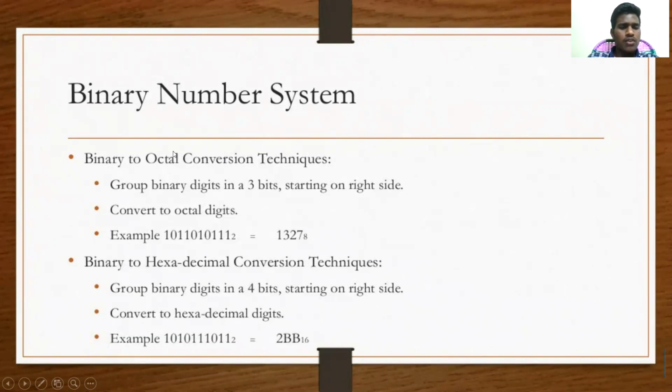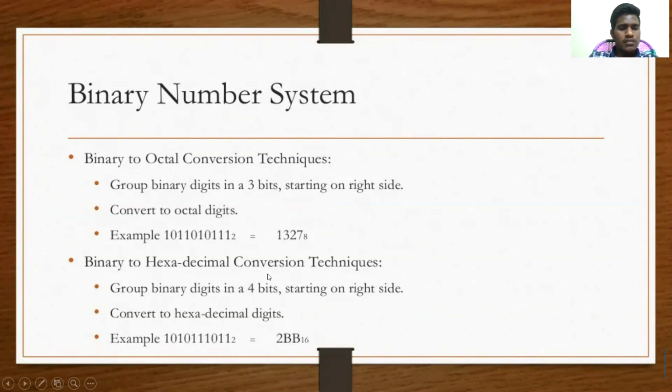After getting the decimal, we have to divide each with 2 again, so we will get this number system. After converting from binary to decimal, we have to convert this decimal to octal, which means we have to divide it by 8. So we will get this octal conversion.